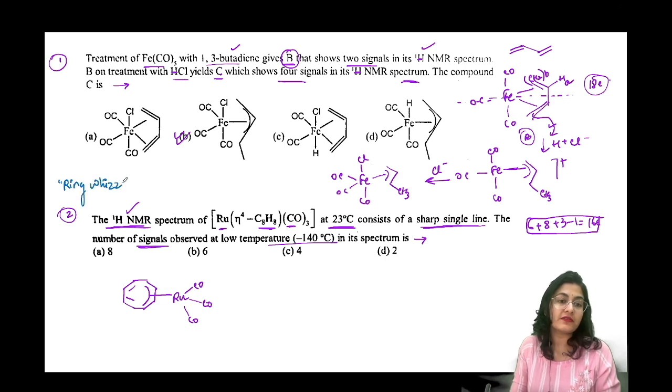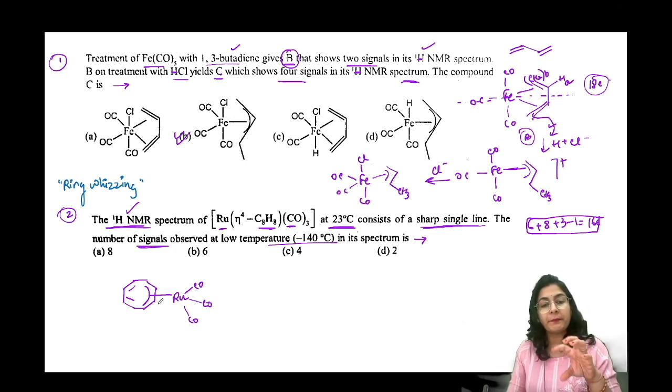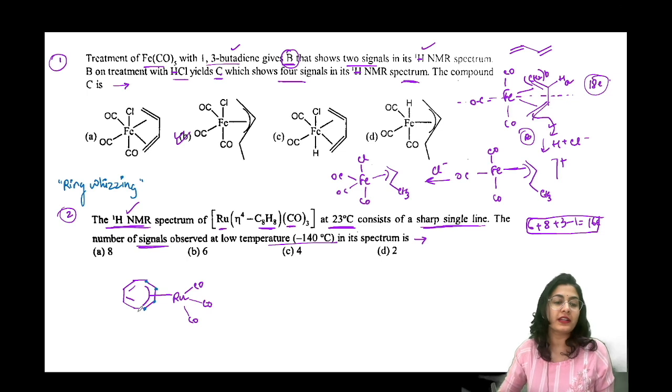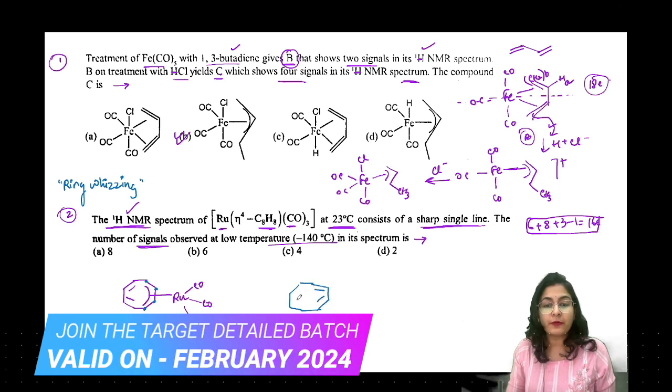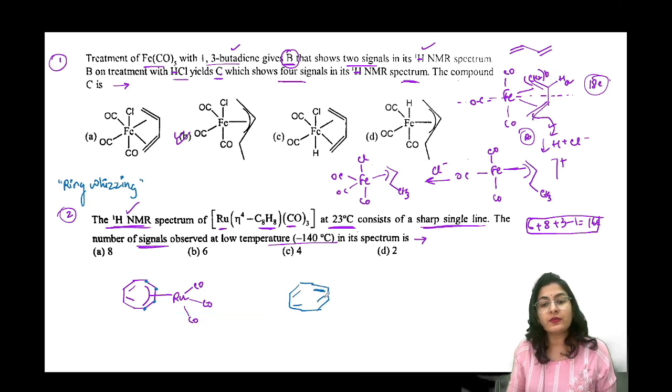What is ring whizzing? It is whizzing around its own axis. That is, if the ruthenium is bound to these 4 carbons, what will happen at room temperature? It is constantly changing like this, rotating, but eta 4 is remaining the same. So maybe at one point of time it is bound with these 2 alkenes, but then it is shifting again. Maybe at another point of time it is bound by these 2 alkenes, because eta 4 remains the same, but the ring is constantly rotating.